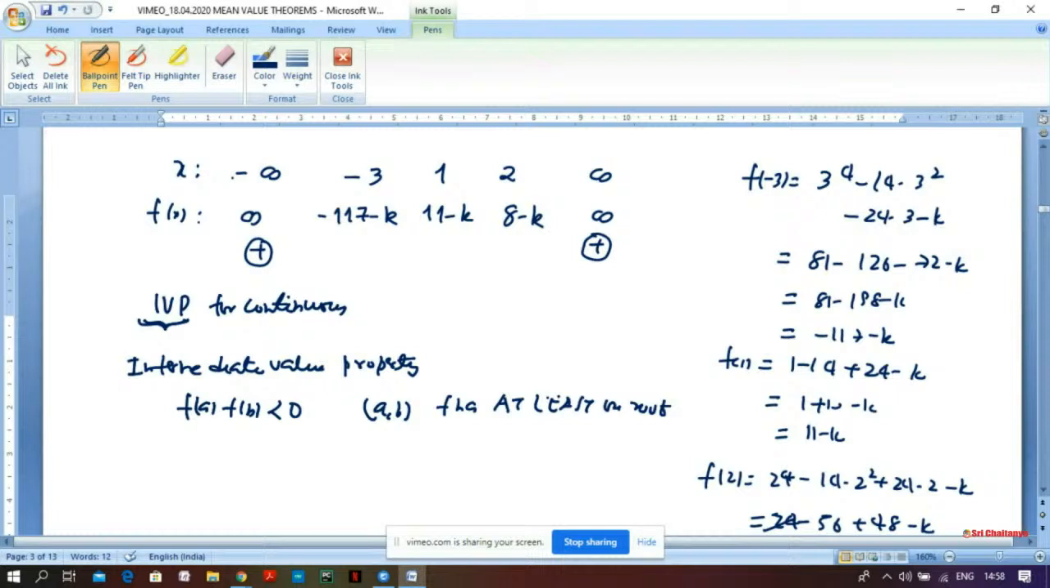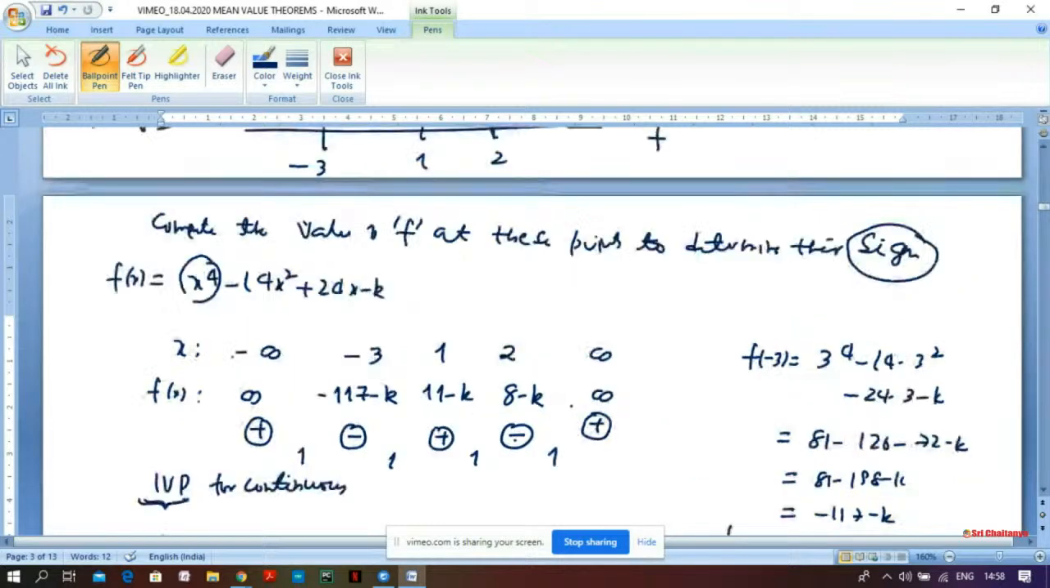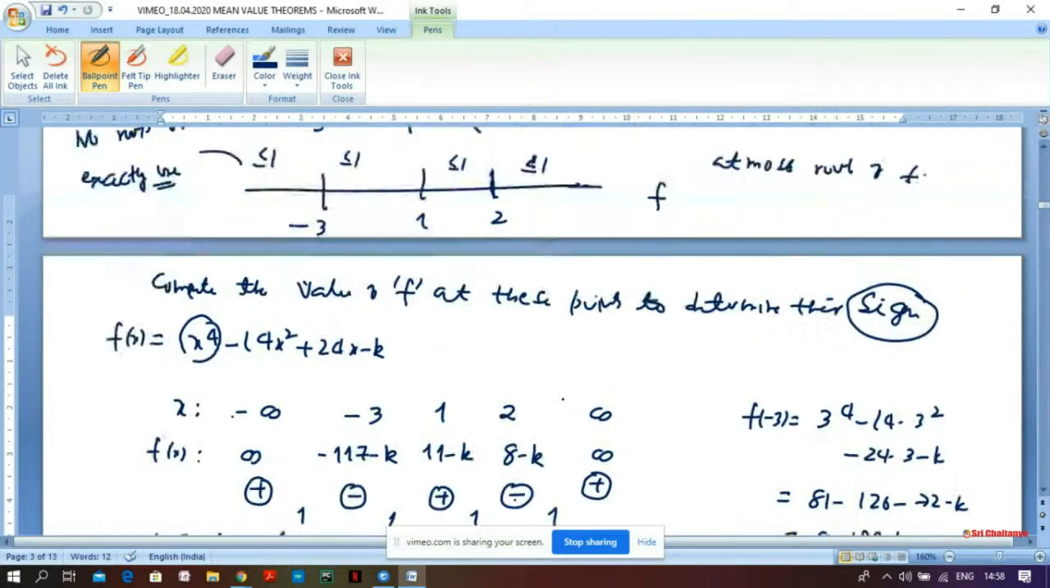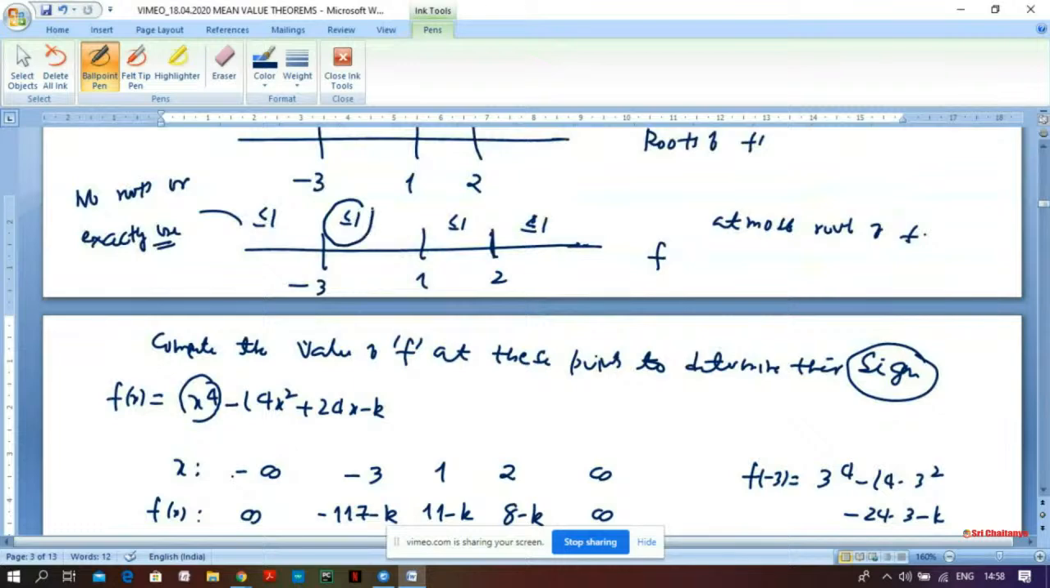Now, at least one. So it means if I can ensure that this is negative, this is positive and this is negative, then we are done. Because positive, negative, one root; negative, positive, one root; positive, negative, one root, and so forth. This is at least one. But Rolle's theorem tells you, or an equivalent of it, at most one. So at least one, at most one.